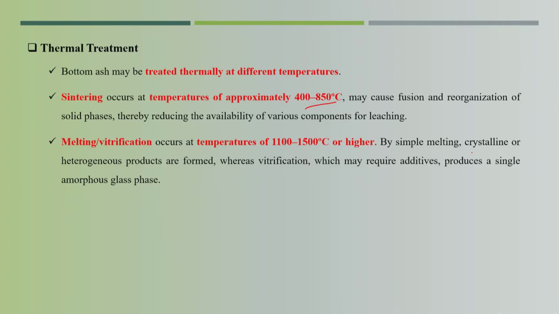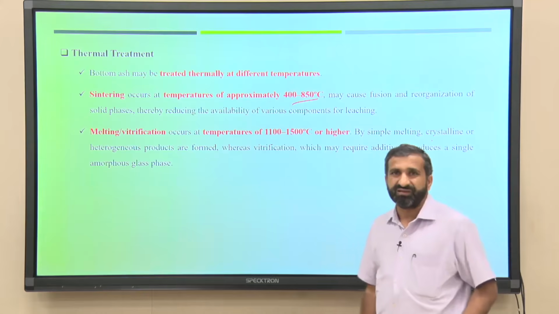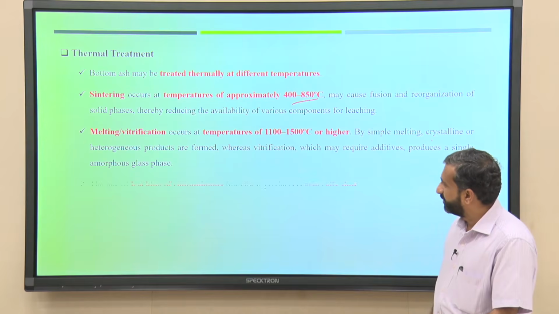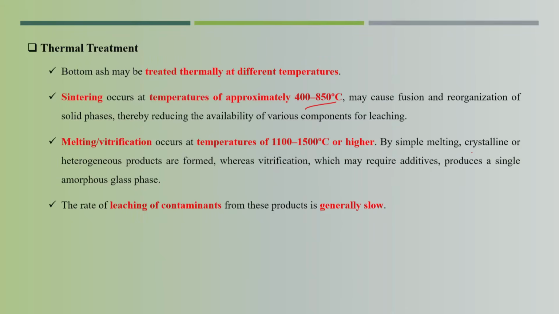So, melting or vitrification occurs at a temperature of 1100 to 1500 degree centigrade. By simple melting, crystalline or heterogeneous products are formed, whereas vitrification, which may require additive, produces a single amorphous glass phase. So, at very high temperature also we can combust and can reduce the leaching of the metals from the solid residue. But I think the rate of leaching of contaminants from these products is generally low. So, I was talking about once it is converted into amorphous glass phase, the leaching also will be low.